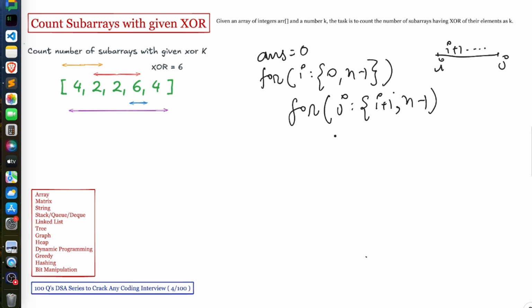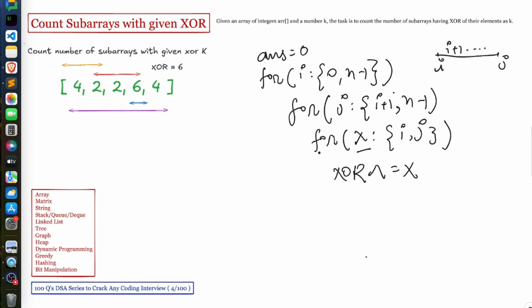Now to find out the XOR of all the numbers in that range, we can have another for loop. So we will take all the numbers from index i to j, right? Let's say that number is x. So we will just check what is my current XOR. I will take XOR equals XOR with x, and once this for loop finishes, we will check if that XOR value is equal to k, then increment my answer, answer plus plus, right?